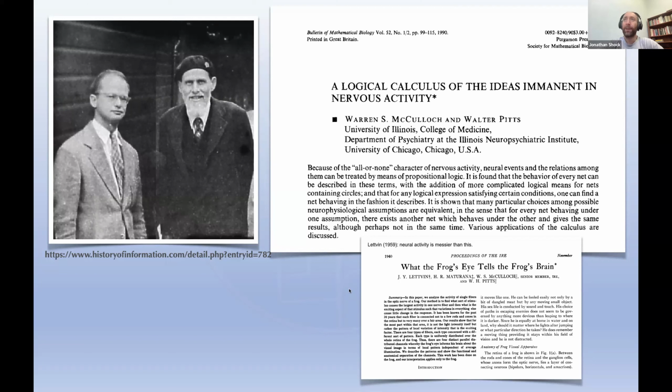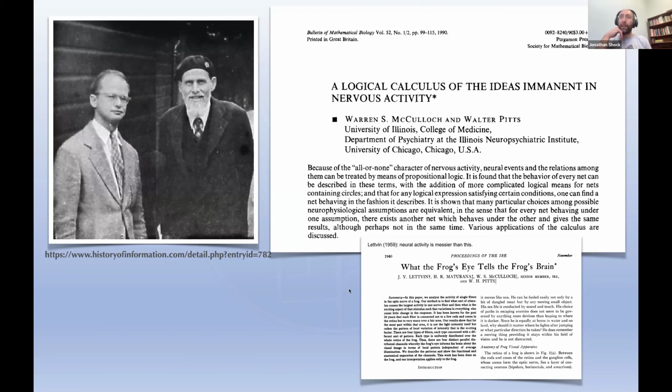And this is the first paper which really tries to put into a mathematical form what is happening in the neuron. And they say here, because of the all or none character of nervous activity, neural events and the relations among them can be treated by means of propositional logic, sort of a very basic form of mathematics. Unfortunately, this paper, so we have here Pitts and McCulloch on the left, is largely ignored by the logicians because it's a bit too biological, and it's ignored by the biologists because it's a bit too mathematical. It also turns out that it's really a bit too much of a simplification.